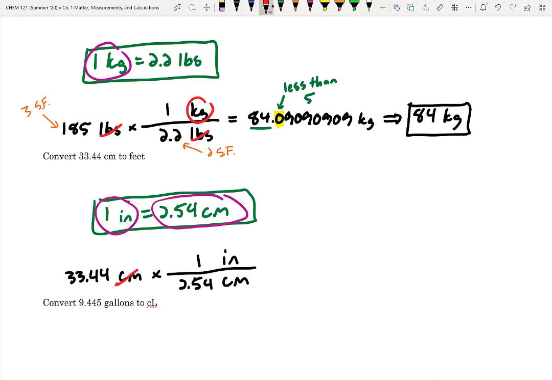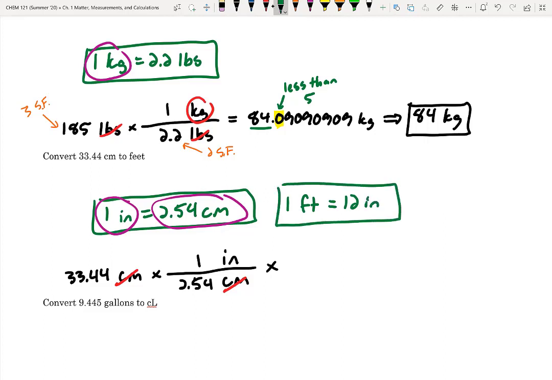So now we've canceled out centimeters and centimeters, but we're not quite done yet, right? Because we want the final answer in feet. So that's where the second unit conversion comes in. And we said that 1 foot equals 12 inches.